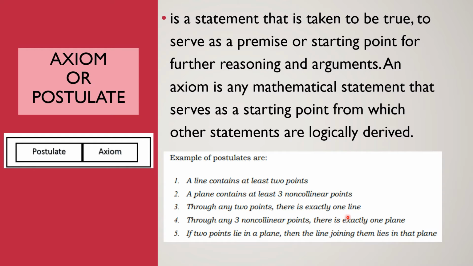Alam niyo na ito, di ba? During your grade 7, na-discuss na ito: points, line, and plane. So it's already discussed there. Then through any 3 non-collinear points, there is exactly 1 plane. Then if 2 points lie in a plane, then the line joining them lies in that plane.